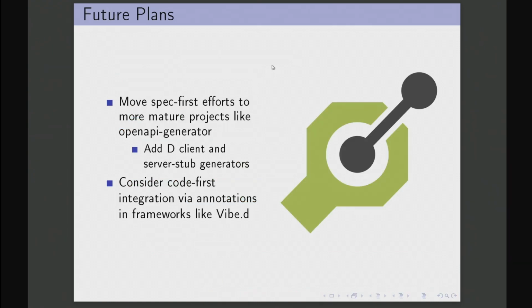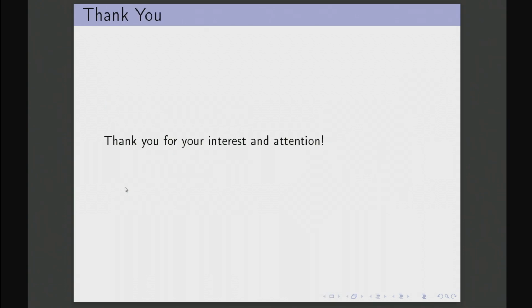So future plans: while it's nice to actually develop something that works and solves the problem, in the long run, you want something that covers every single corner case, and there are open projects out there like OpenAPI Generator, which has a list of 20 or 30 programming languages that it supports, and I would like to actually add D to that list. And the other option to consider is to go with the code first approach and maybe adding API integration annotations to something like Vibe, although truth be told, it's not my favorite approach.